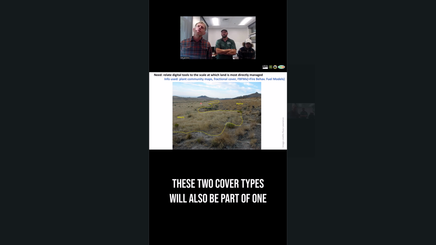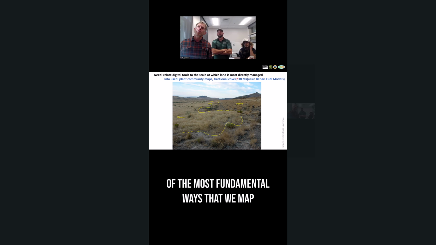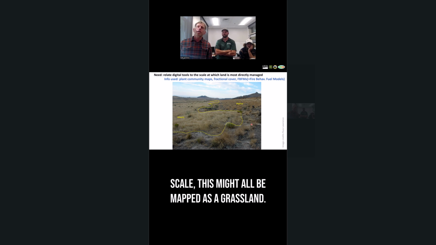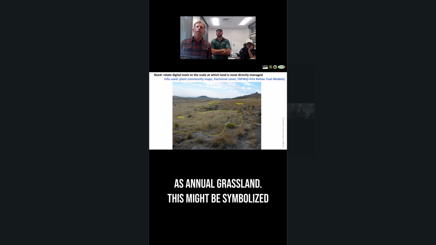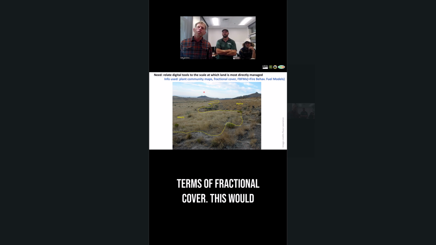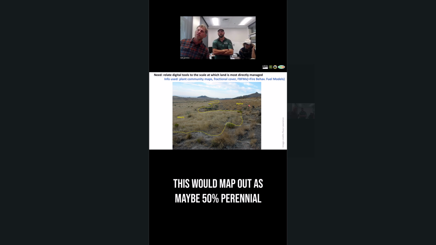These two cover types will also be part of one of the most fundamental ways that we map vegetation for wildfire fuels management. So we can map the community types. At one scale, this might all be mapped as a grassland. At a finer scale, this might all be symbolized as annual grassland. This might be symbolized as perennial grassland. We also might map this in terms of fractional cover. This would probably map out as 80% grasses, cheatgrass, and this would map out as maybe 50% perennial grasses.